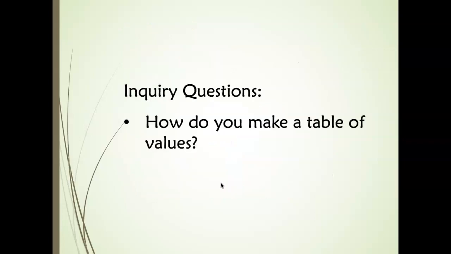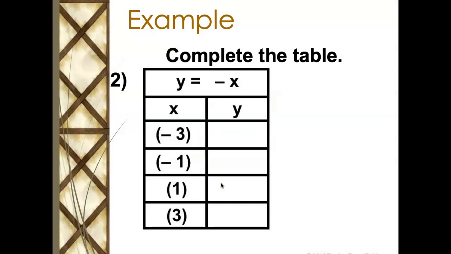For the first inquiry question, how do you make a table of values, I'm going to show you how to make one. In this example, you're given a function, which is y equals negative x. Here, I have given the values of x, but if I don't give you values, that means you are going to assign your own values. It is up to you. For the sake of this example, I'm giving values for x.